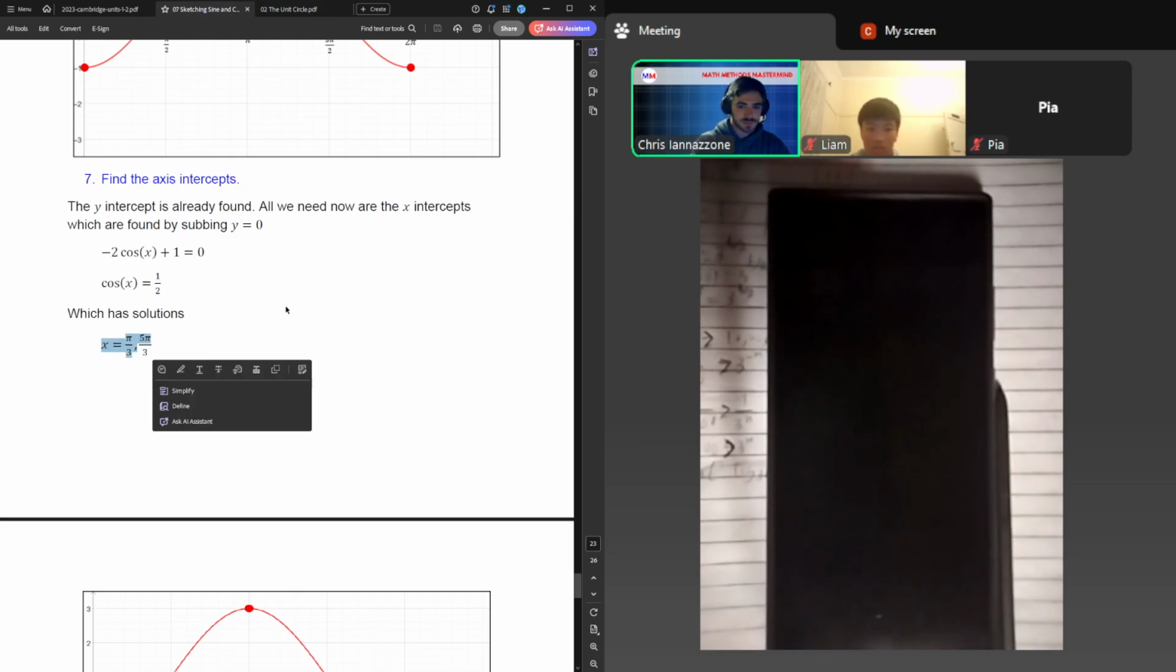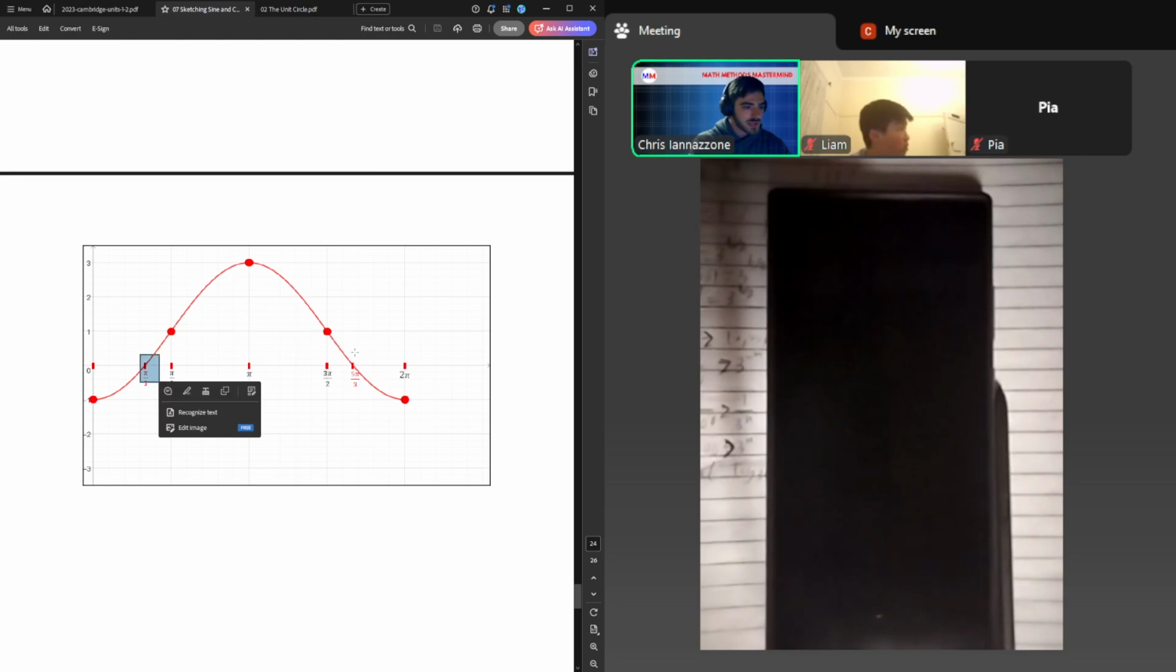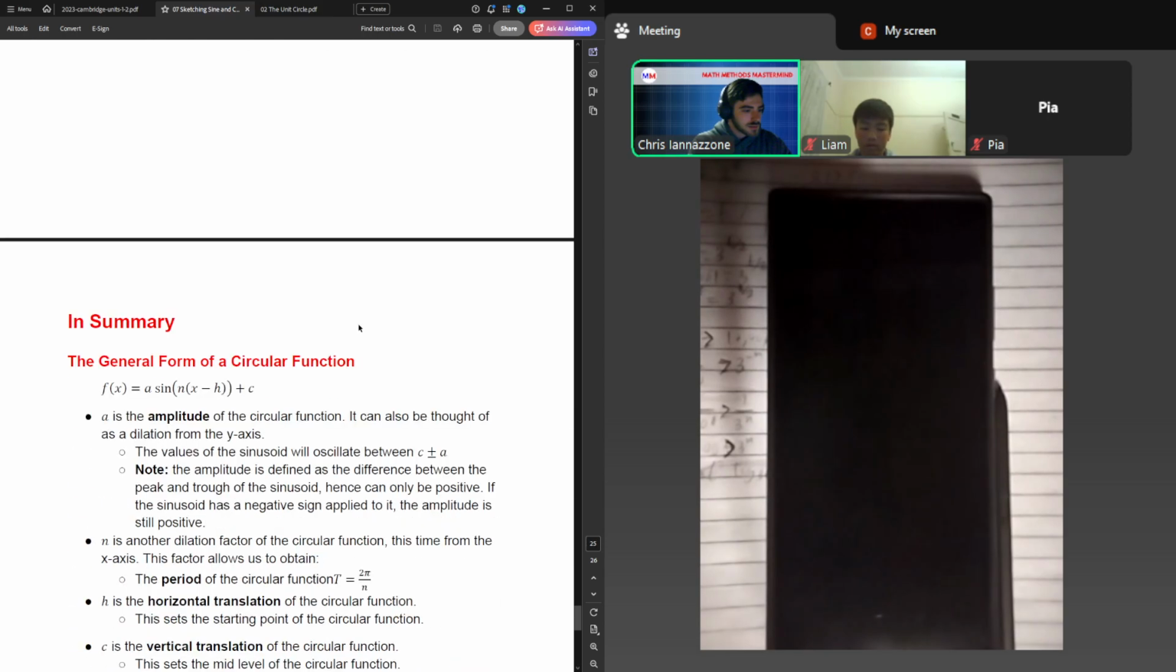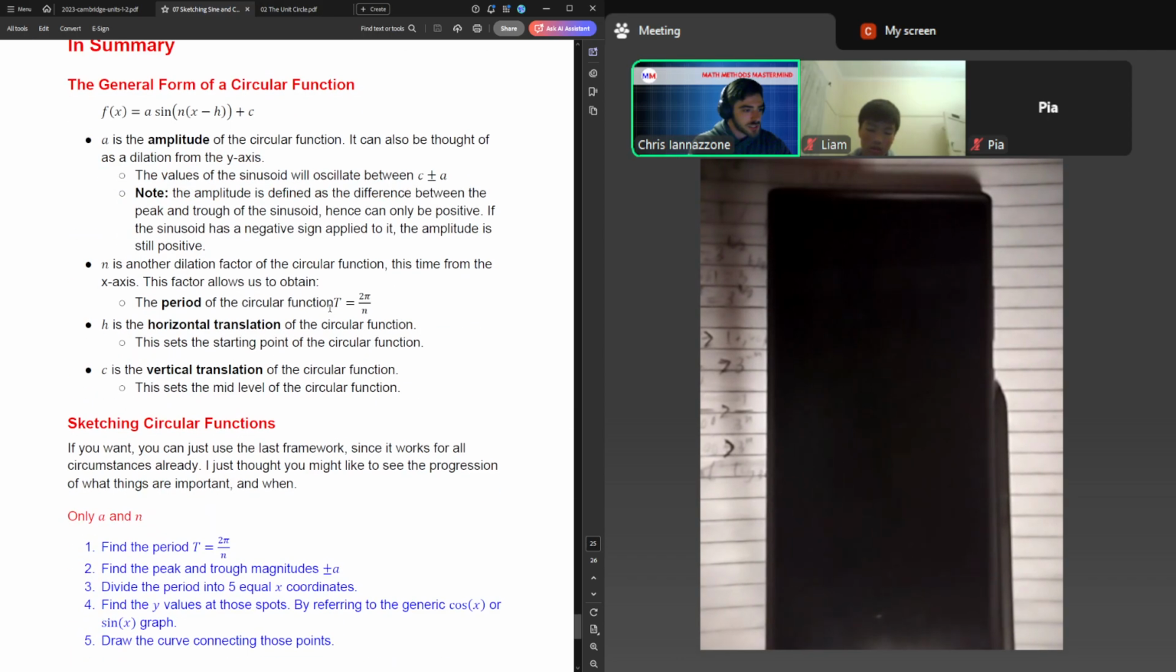Those are your x coordinates. And so that means your solutions are therefore pi over 3 and 5 pi over 3. You're just going to label those and then leave it be. That's pretty much it for the lecture section.